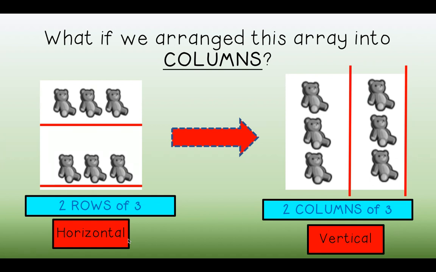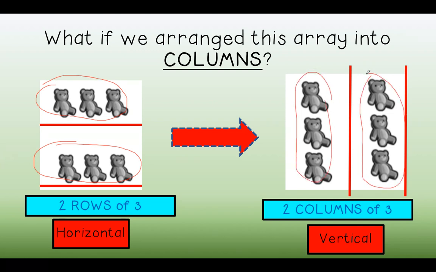So actually, if you notice, even though the bears are arranged differently, there are still groups of 3. So there are groups of 3 right here. 1, 2, 3. 1, 2, 3, and it's just organized into rows. And then this array shows groups of 3 still. 1, 2, 3. 1, 2, 3. But in this case, there are rows, and then this array has columns. But it's the same amount. They all have 6 total bears and 2 groups of 3.